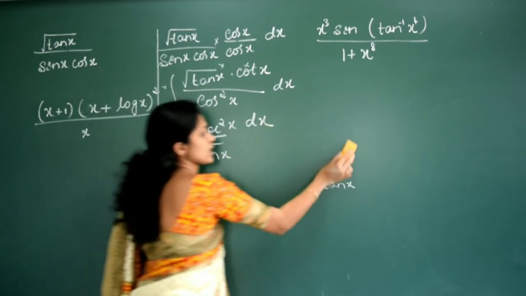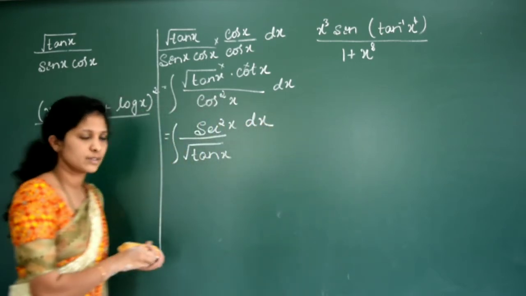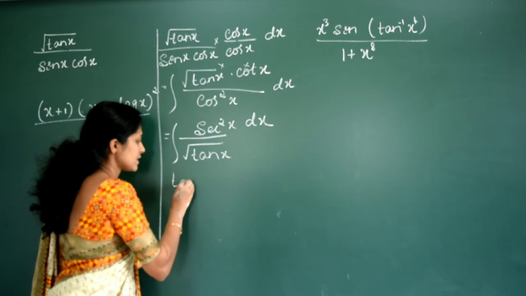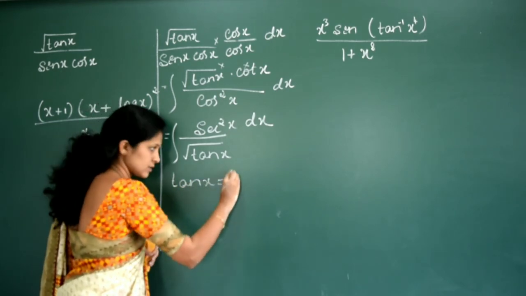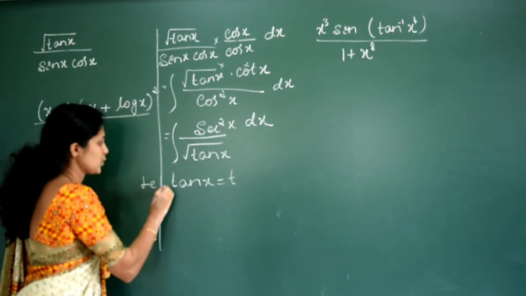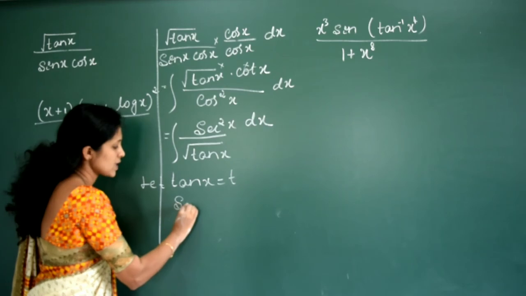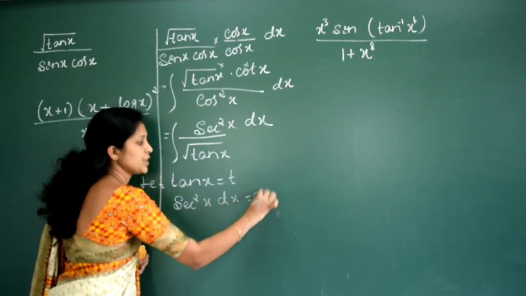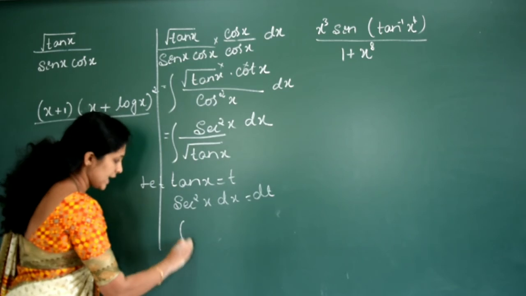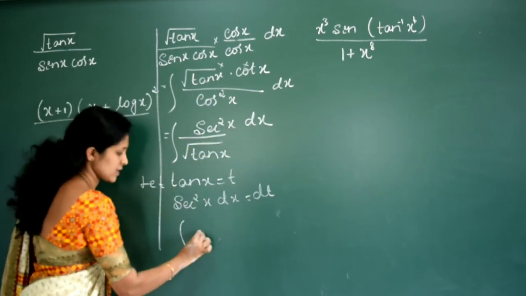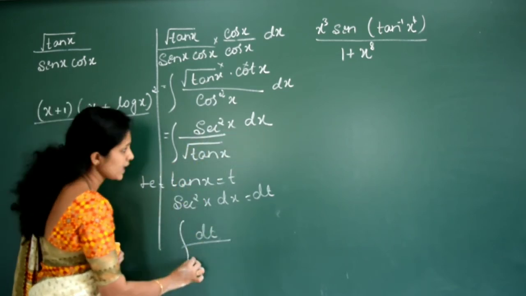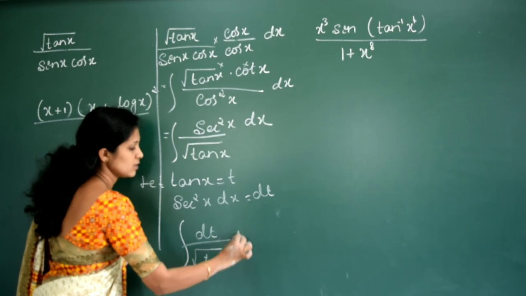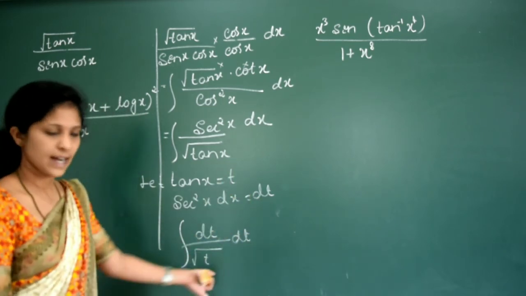Now we can give the substitution as tan x, right? Let tan x is equal to t. So the derivative of tan x will be secant square x into dx is equal to dt. Now substitute. The integration of secant square x into dx becomes dt divided by root t. We can integrate and simplify.